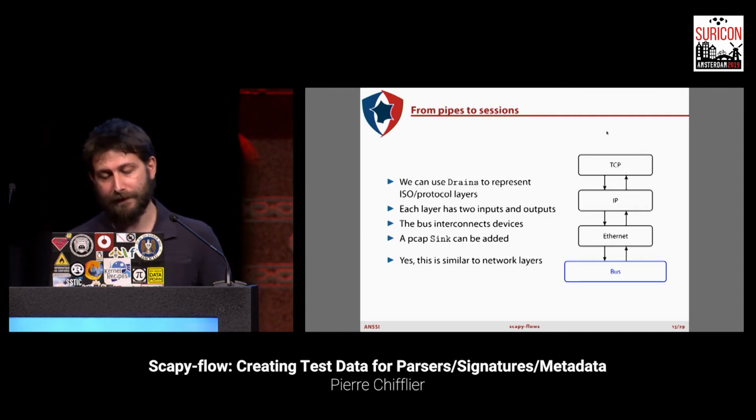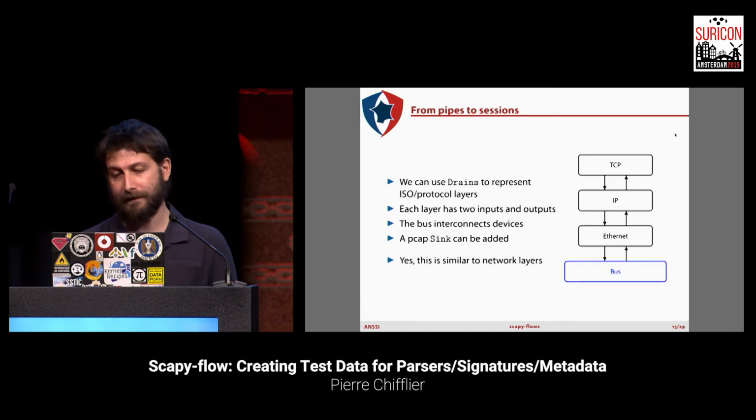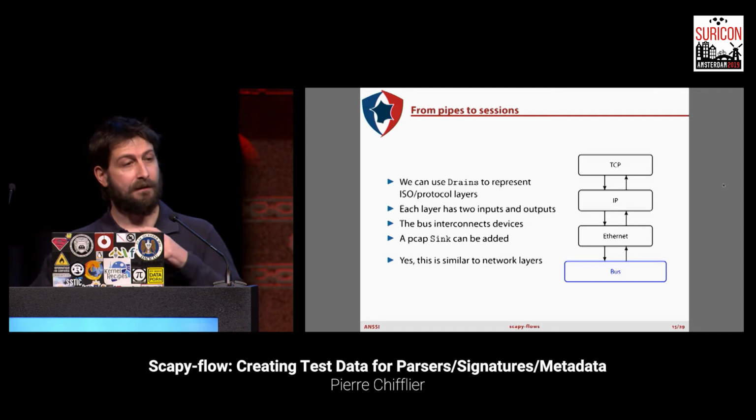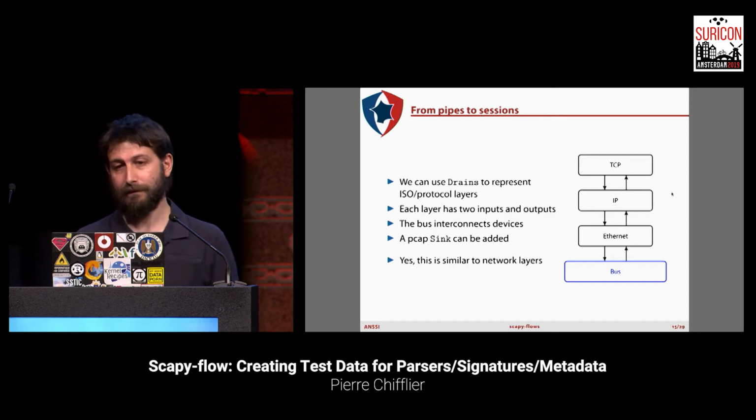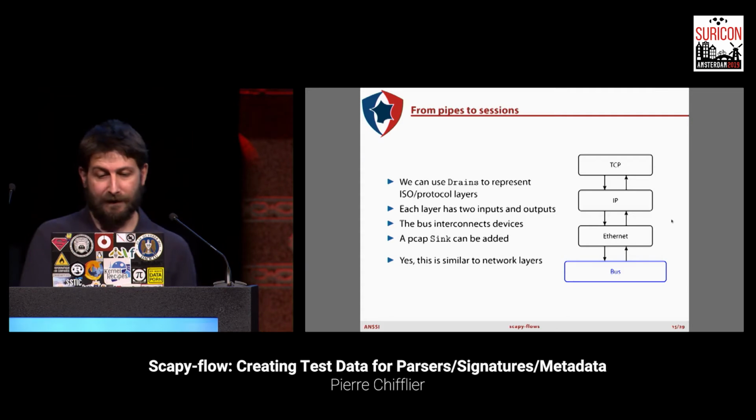So I used drains, which are exactly the same object as previously, to create IP objects, Ethernet objects, and so on. And each layer is a completely autonomous class. So as you can see, it has two inputs and two outputs. One is connected to the lower layer, one is connected to the upper layer, and so on. And there is a bus to interconnect things.